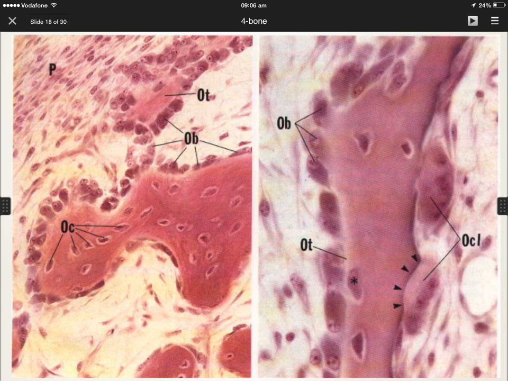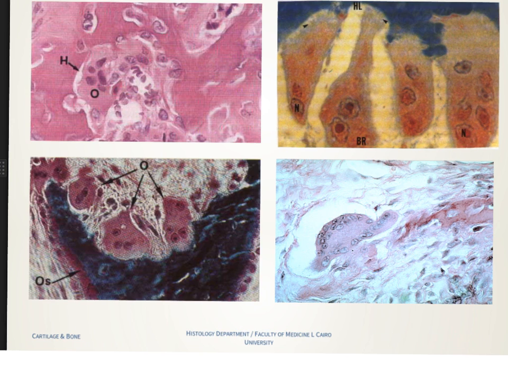It is formed of the periosteum. So in this picture we have the periosteum, we have the bony trabeculae, we have the osteocytes, we have the osteoblasts, and the bone marrow cavity. This picture is a very nice picture. We have here 4 pictures. We will start with this one on the right side.